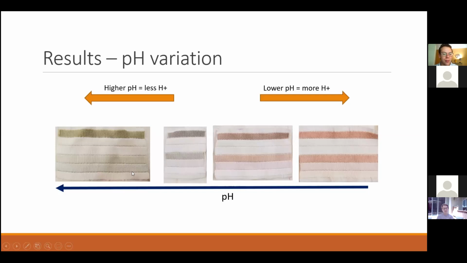And lastly, these were all dyed with no mordant at various pH.